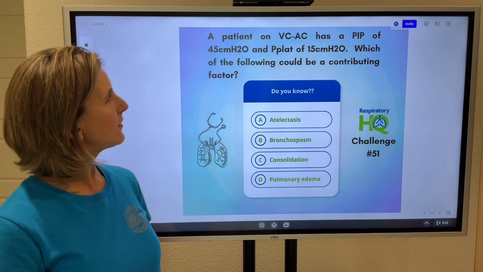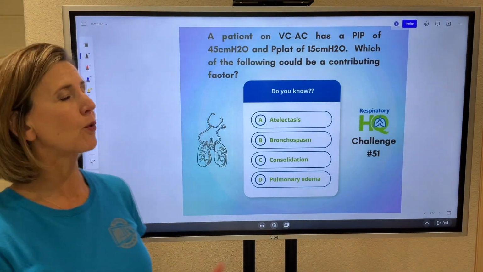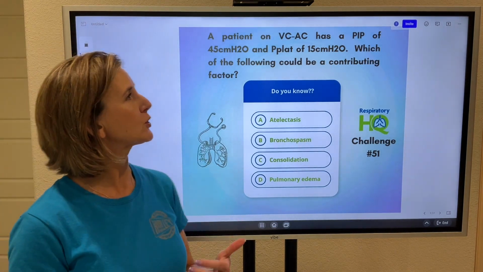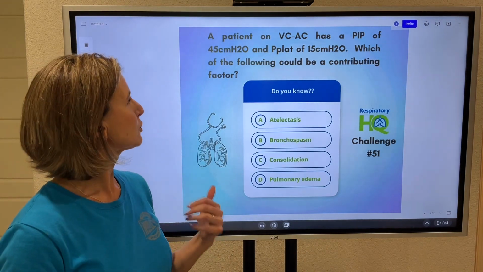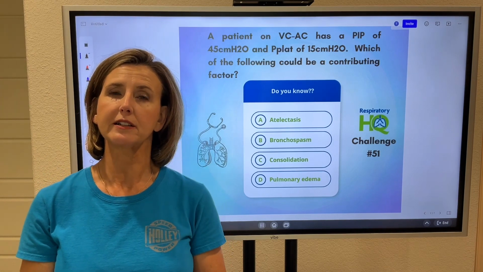All right, a patient on VC-AC has a PIP, a peak inspiratory pressure, of 45 centimeters of water pressure, and a plateau pressure of 15 centimeters of water pressure. Which of the following could be a contributing factor? Okay, so let's talk about the relationship between these pressures.